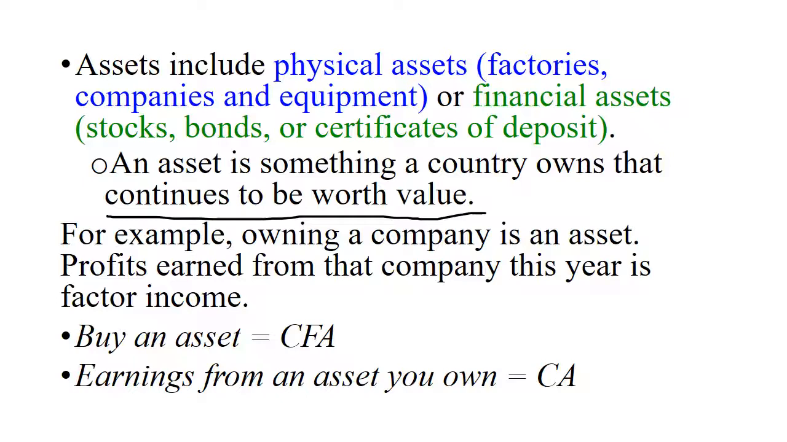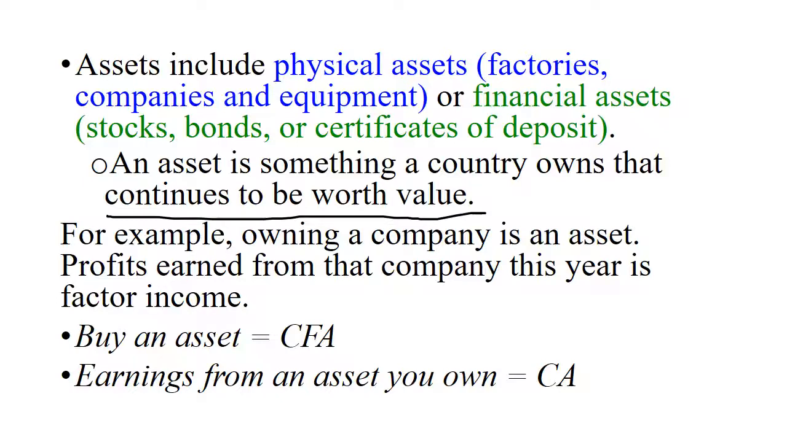So that's physical assets. Financial assets are pieces of paper that represent worth: stocks, bonds, and CDs. Again, you would like to earn a profit this year, but you also would like to earn money next year and the year after. So assets that continue to be worth value would go under this capital and financial account. But profit earned from any of those things, you earn money from the company, you earn money from a bond, those are all part of the current account. You got paid, that transaction has been completed.